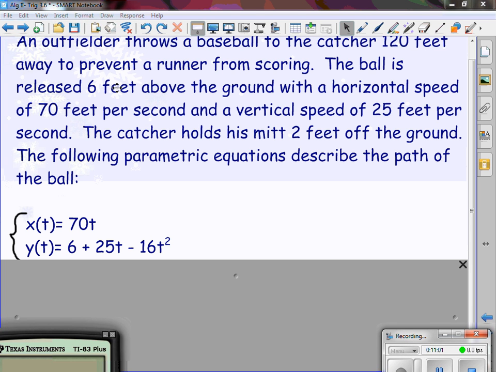So horizontally, the function is x of t equals 70t. But for the vertical, what's this 6 from? It's where he released the ball. 25t, that's how fast he threw it. What's this negative 16t squared? If I throw something in the air, why does it have to come back down? Gravity. That negative 16t squared is gravity. It's physics.